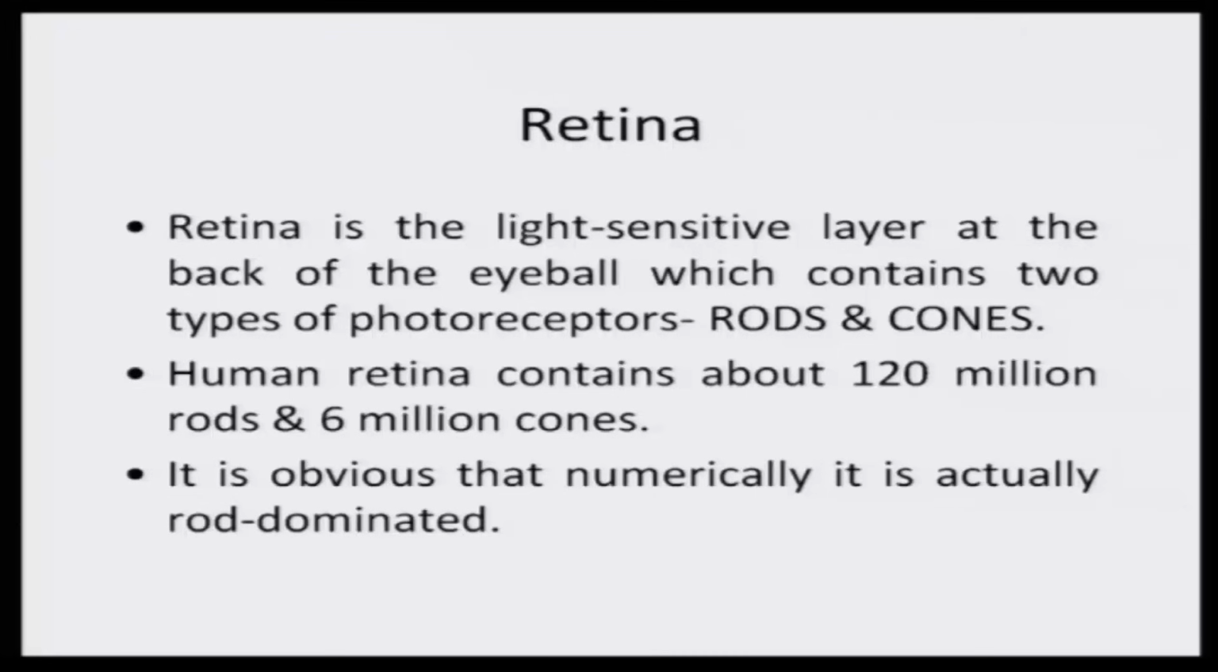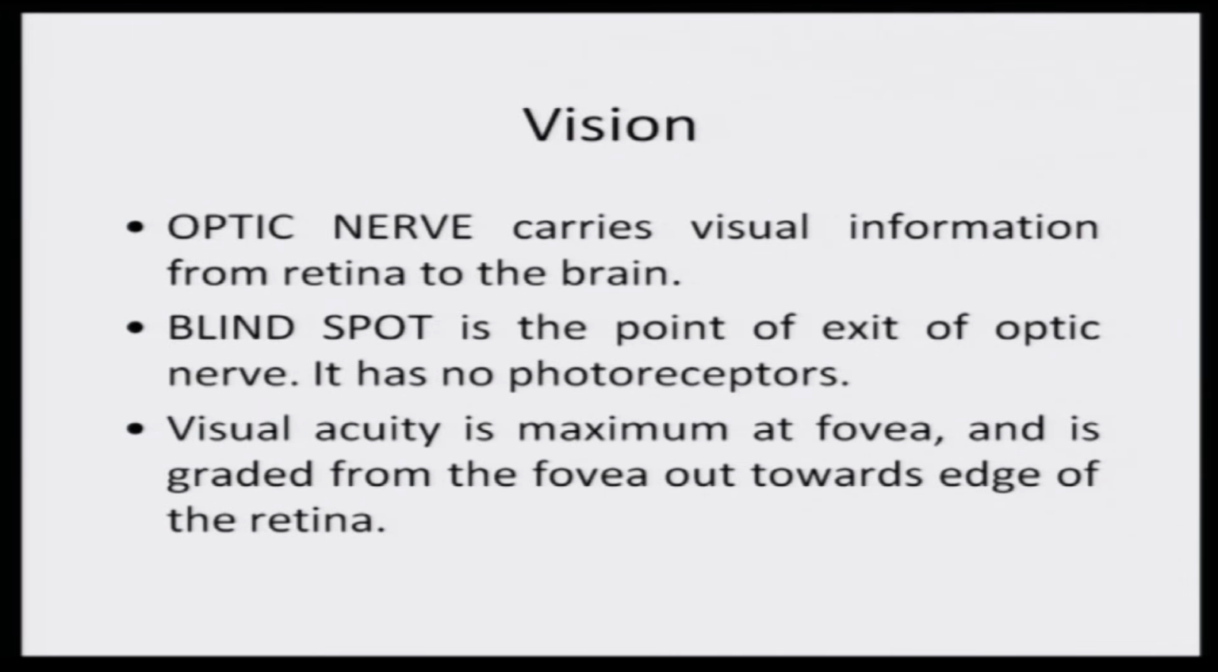Okay. Now, the retina is a light sensitive layer at the back of our eyeballs, which contains two types of photoreceptors, the rod cells and the cone cells. Okay. And it is very interesting to understand that numerically our retina is rod dominated. Okay. Then the primary things that you saw in the video right now were the optic nerves, which carry the visual information from retina to the brain.